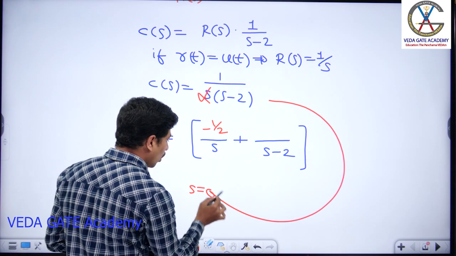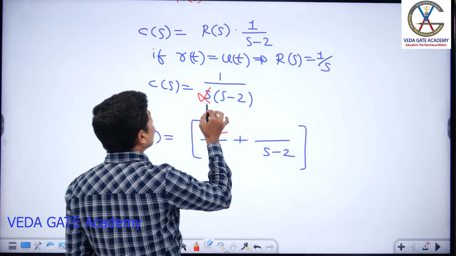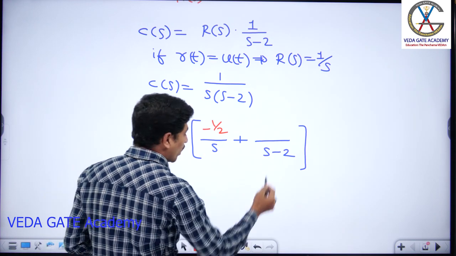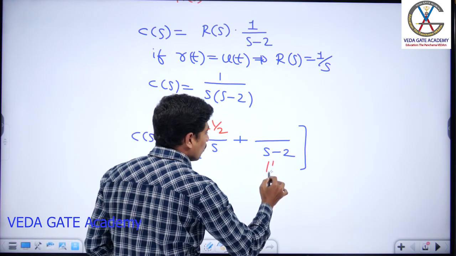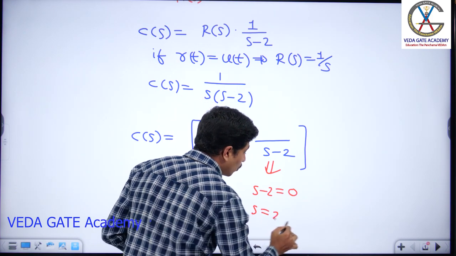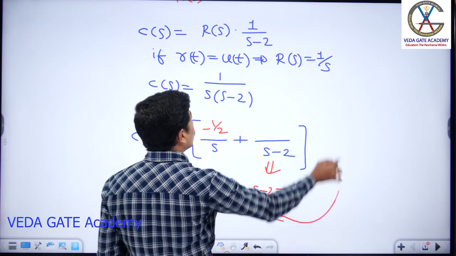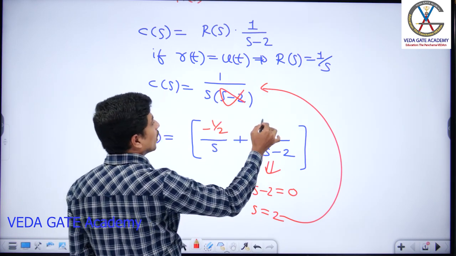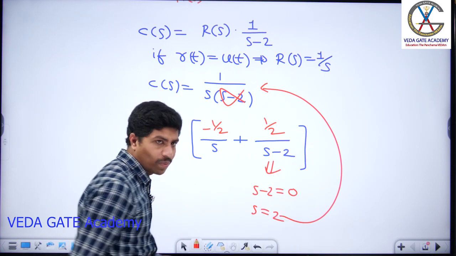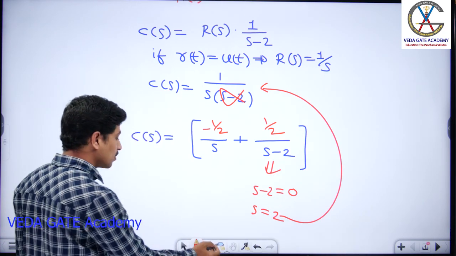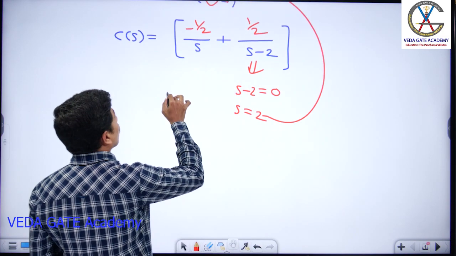Now, if you want the other numerator, first of all make S minus 2 equal to 0. How much did we get? S is equal to 2. Take this, substitute in the remaining part by closing S minus 2. Then how much are you going to get? 1 by 2. We got 1 by 2. This is the direct inspection method of finding partial fractions, please.